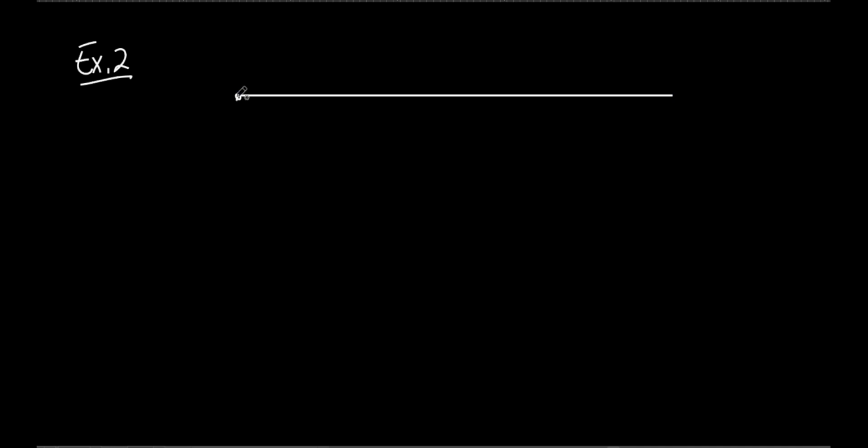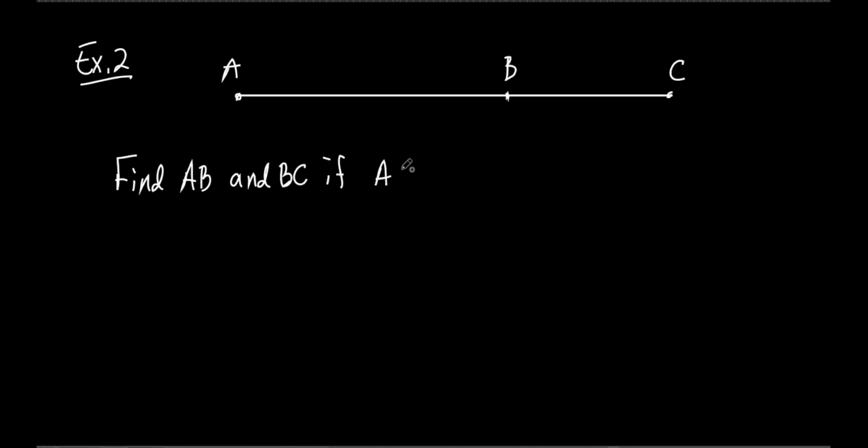Let's see. So we'll do it again. That's A, this is B, and this is C. All right? But this time the question says, find the length of AB and the length of BC if, and I got to put something else in here, AC is equal to 75. Now here's something else I put in here.